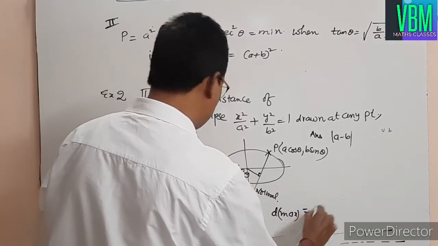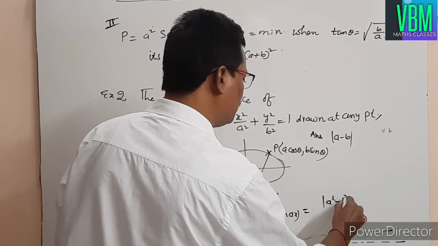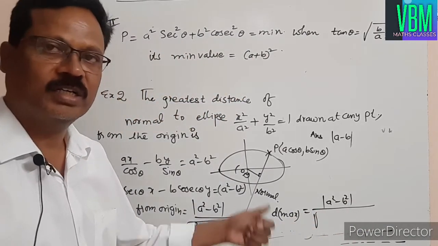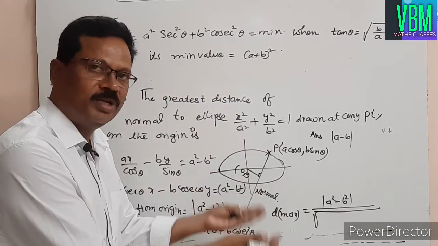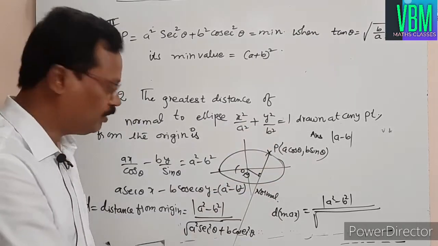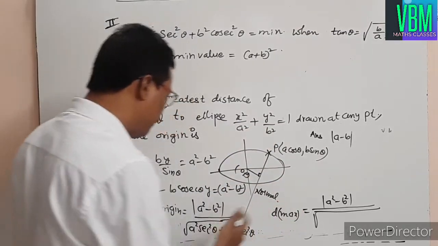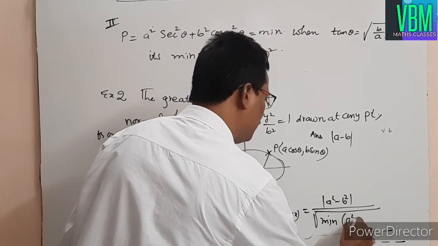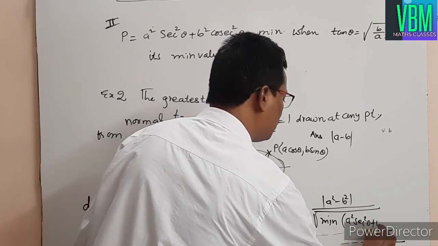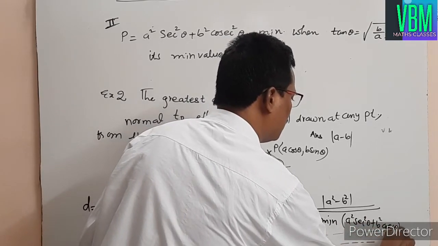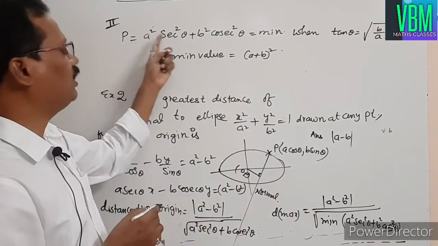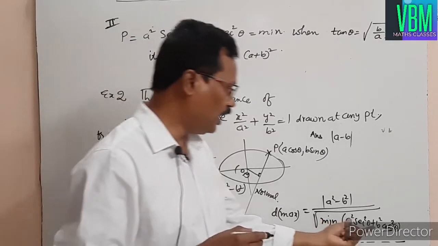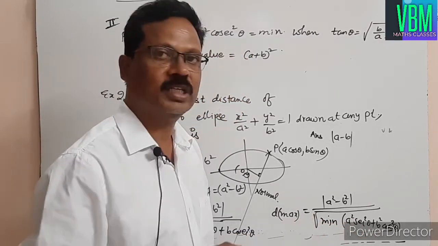Now this maximum is equal to modulus of A square minus B square by the root of, for the maximum, the denominator must be the minimum. The maximum means this denominator is the minimum of A square sec square theta plus B square cosec square theta. What is the minimum of A square sec square theta plus B square cosec square theta? A plus B whole square. Right, here A plus B whole square, square root is A plus B.